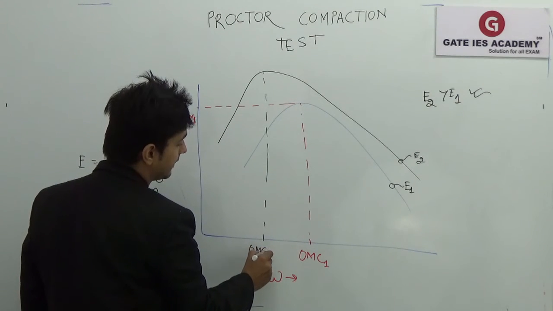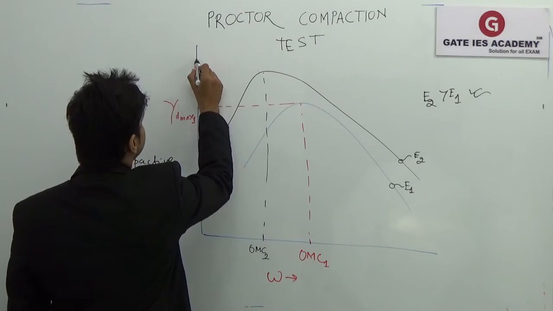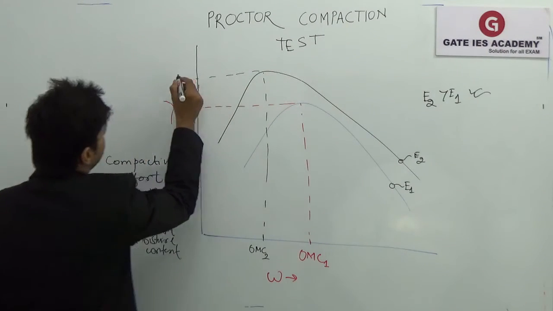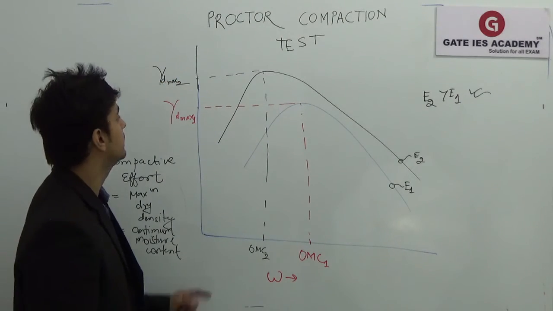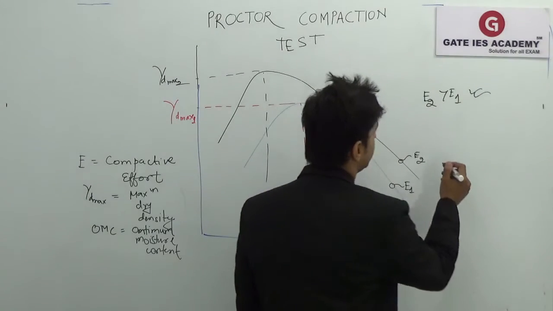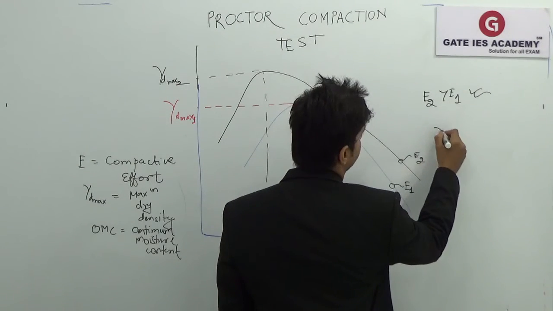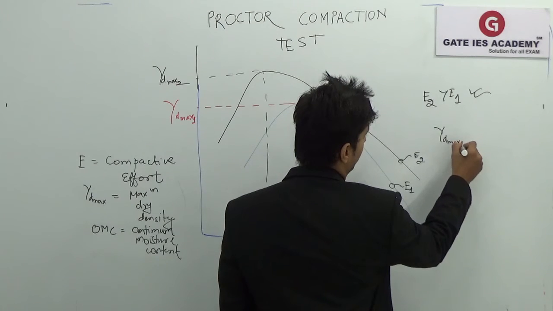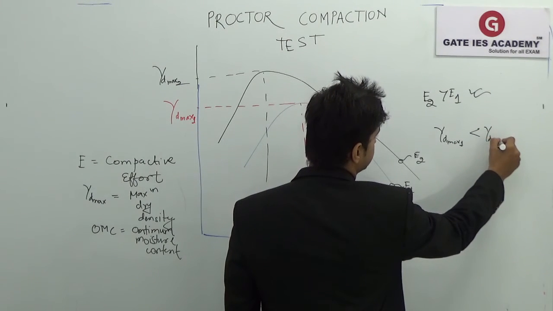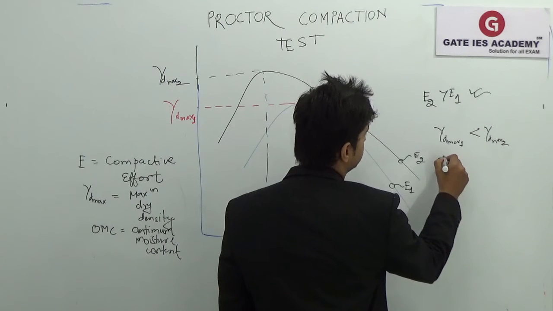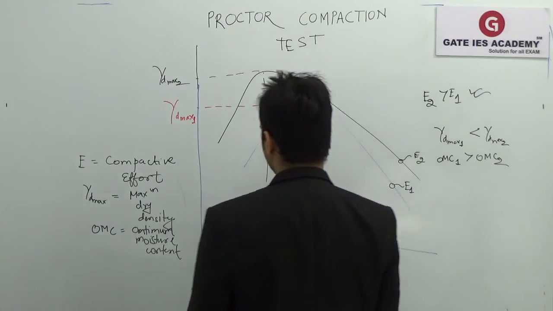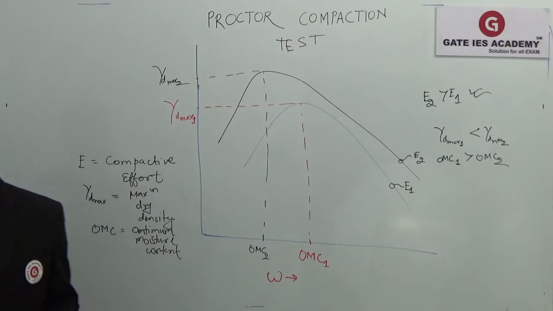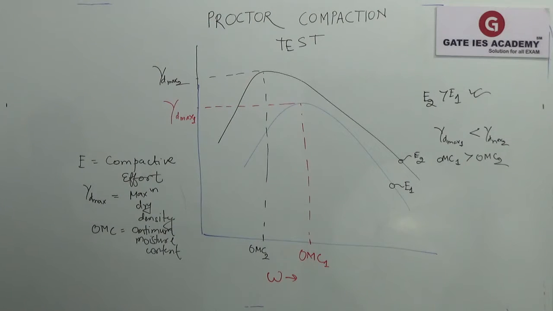This is my OMC 2, but my maximum dry density in the next case, gamma D maximum 2, will be greater than gamma D maximum 1. So what can I make out from here is that gamma D max 1 is less than gamma D max 2, and OMC 1 is greater than OMC 2. This is what you get when you increase your compactive effort in a system, and this is due to the lubrication theory which I have already told you.